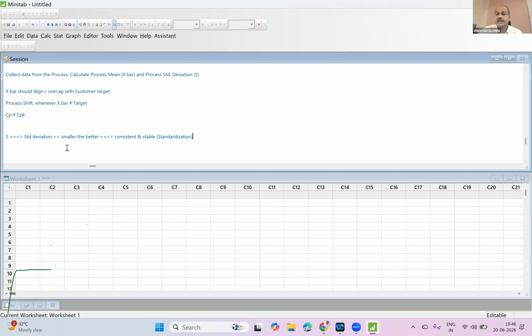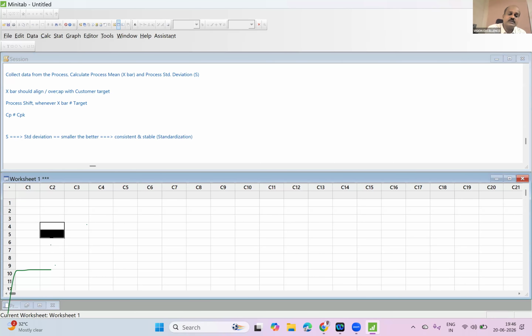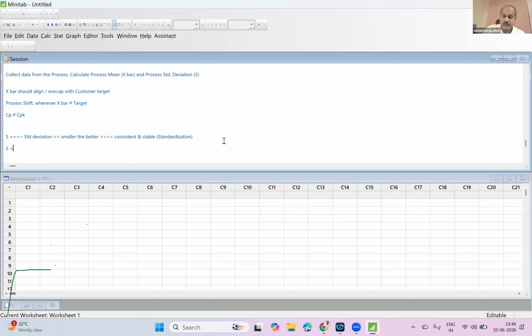Now just assume your standard deviation is reduced to half of it. Earlier it was 0.166, right? Half of 0.166 is how much? 0.08. Right. Now the standard deviation is reduced to 0.08. Now how will the same process look? Let us understand.